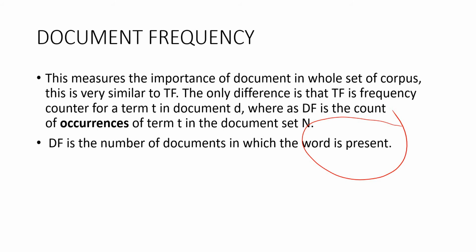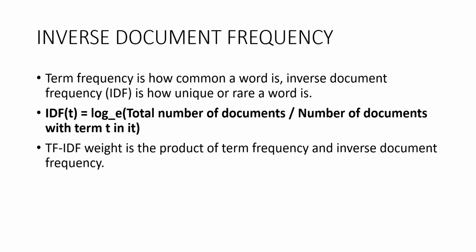I have a separate video in the NLP series. I told you, this is the 18th video. So if you want more clarity on this algorithm, you can watch the separate video for TF-IDF. This is inverse document frequency. Term frequency is how common a word is. Inverse document frequency is how unique or rare a word is. This is the formula for inverse document frequency: the logarithm to the base e of the total number of documents divided by the number of documents with t in it. T means term or word.